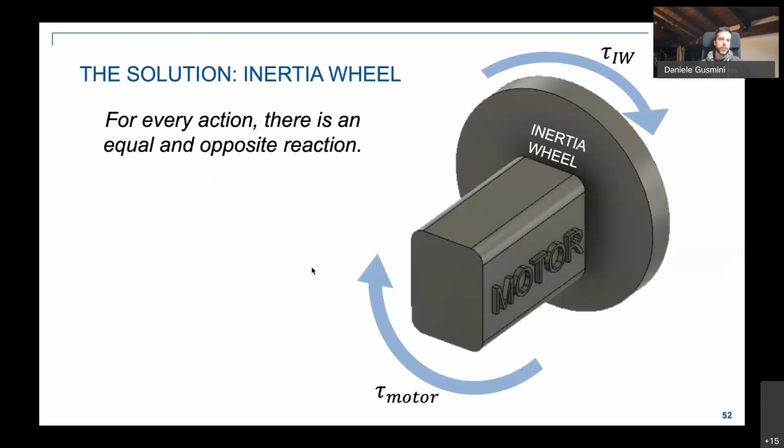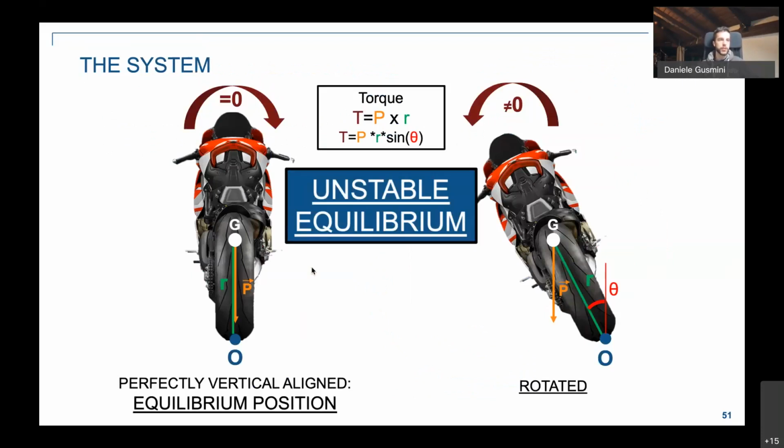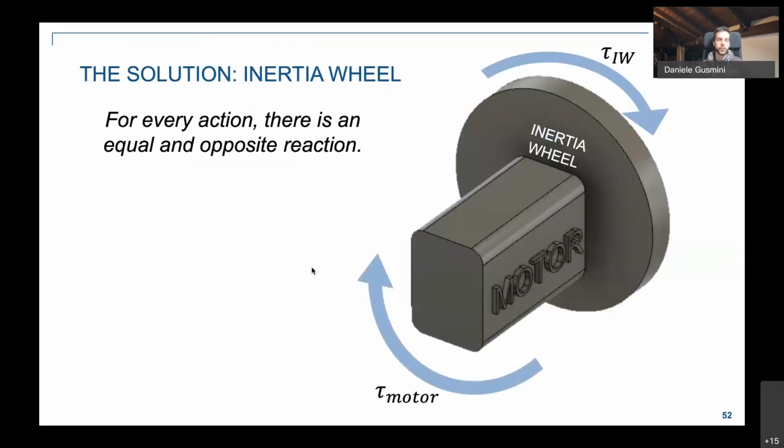Now, this is the problem that we want to tackle. We have an unstable equilibrium, and we want to stabilize it. The actuator that we want to use is the so-called inertia wheel. Inertia wheel is a simple cylinder, the gray cylinder that you can see, that has some weight and consequently some inertia that we can exploit in order to apply an external torque on our system.